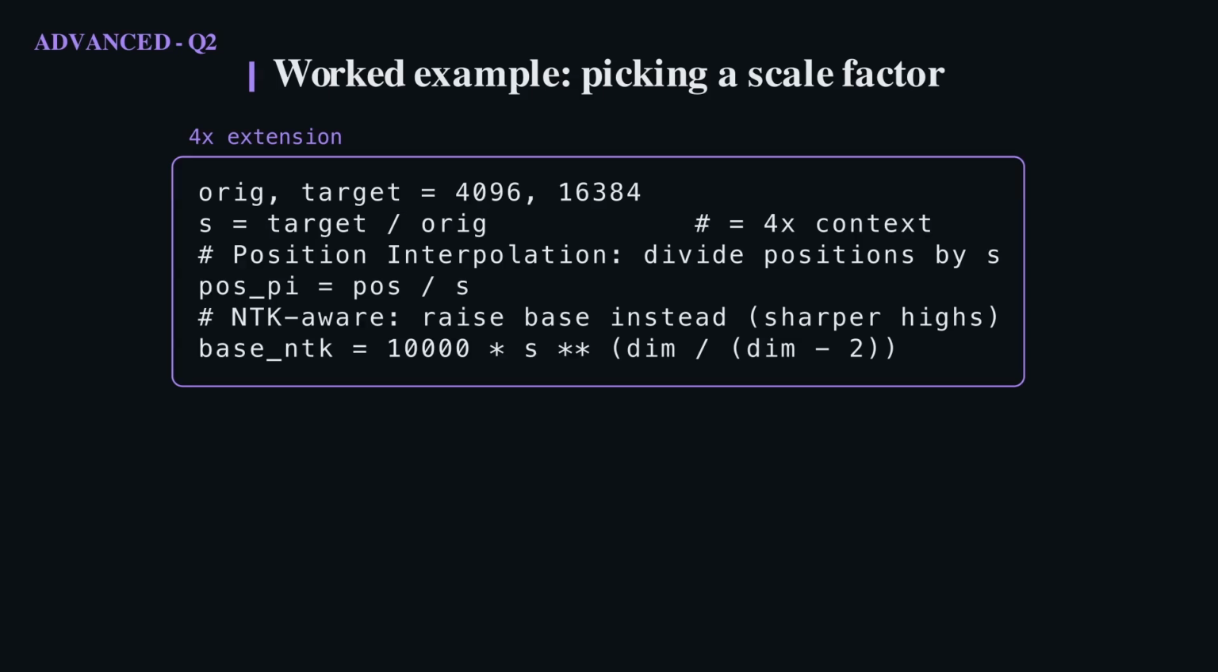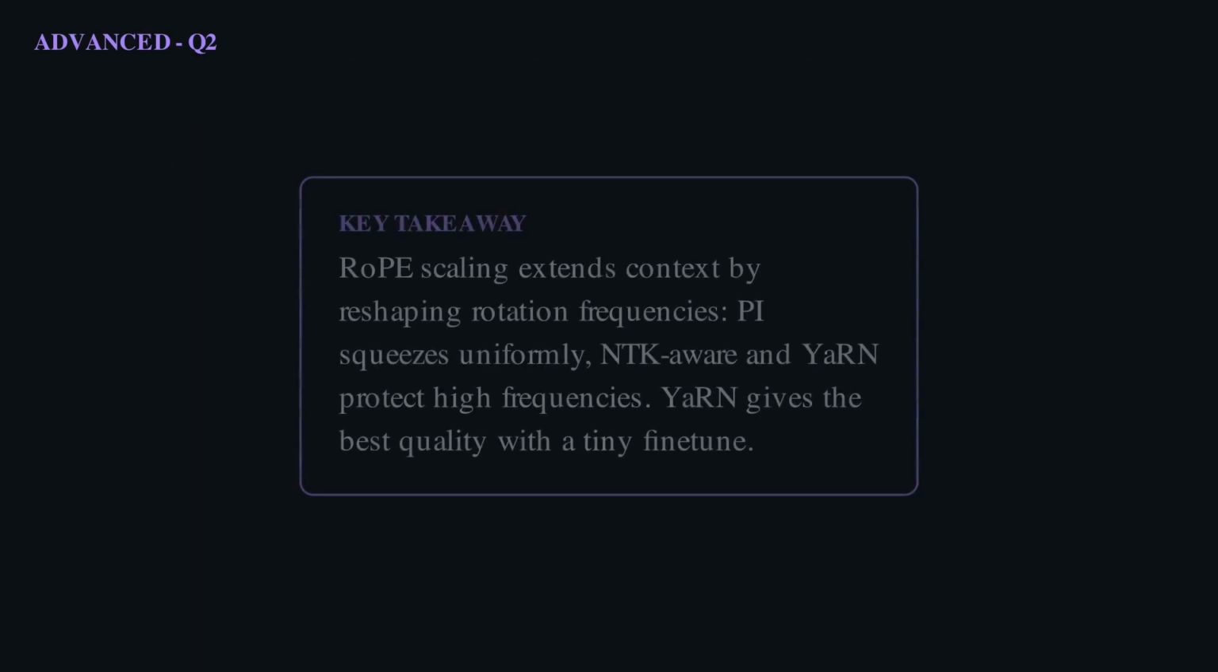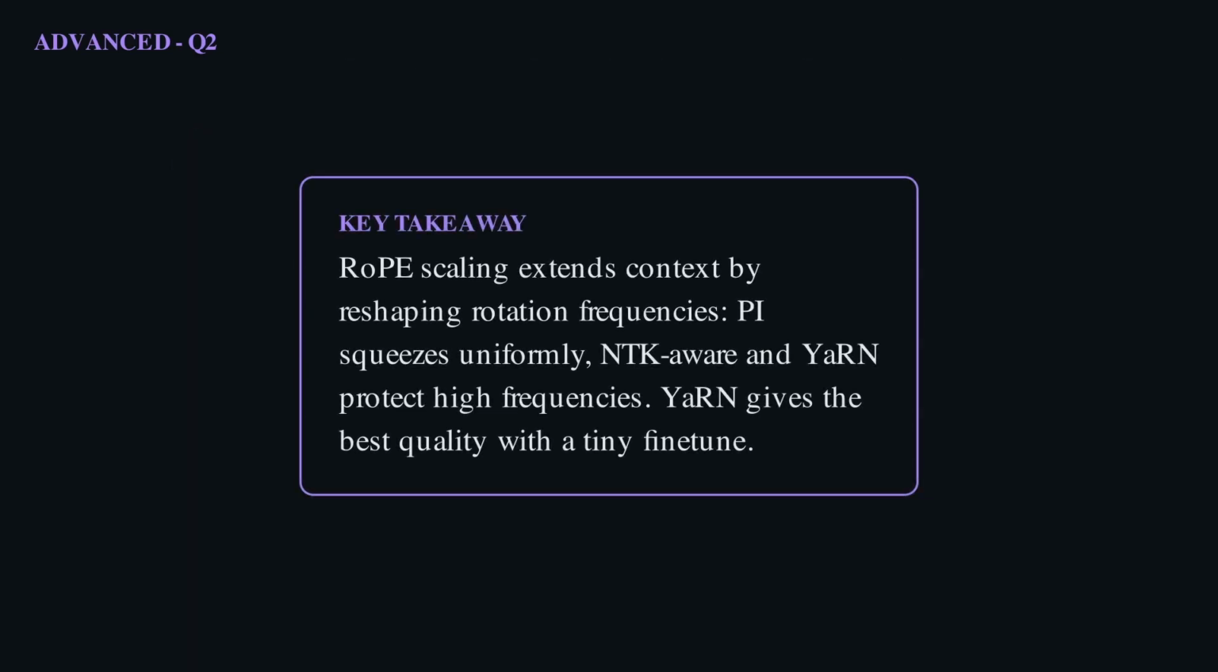NTK-aware scaling instead raises the rope base by that power formula, stretching slow frequencies a lot and fast ones barely at all. YaRN goes further, tuning each frequency band separately and adding a short fine-tune, which is why it reaches the longest contexts with the least quality loss. The lesson? The scale factor is the start of the decision, not the end. Same 4X target, 3 very different quality outcomes. To go long, stretch position in the frequency domain, not uniformly.